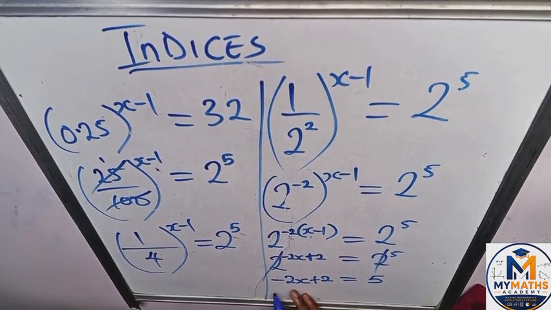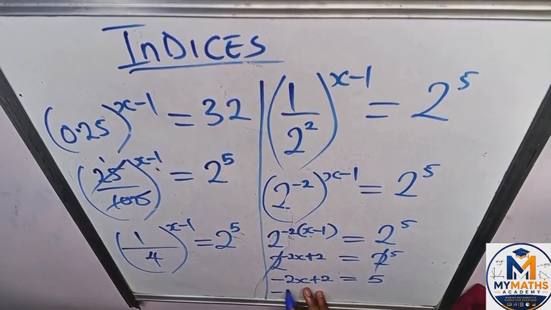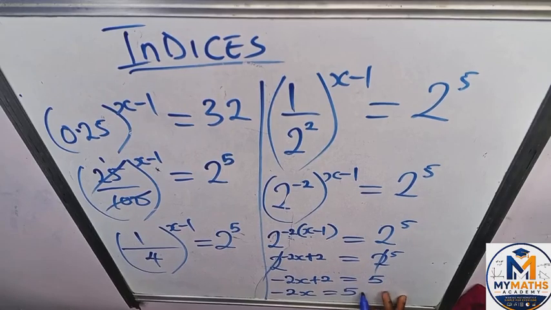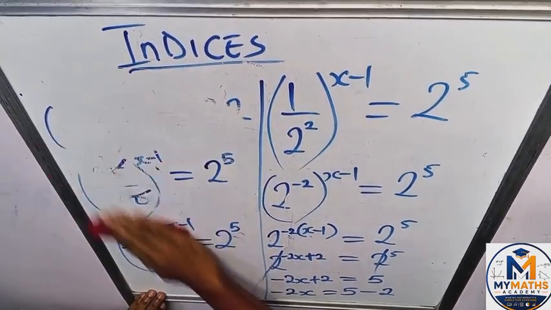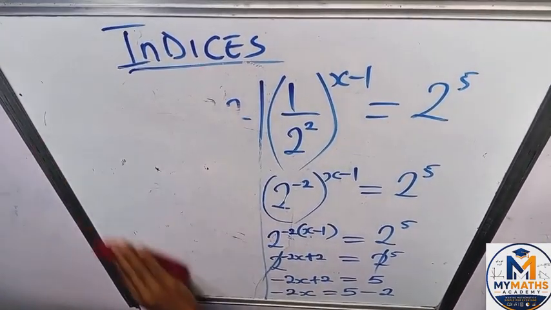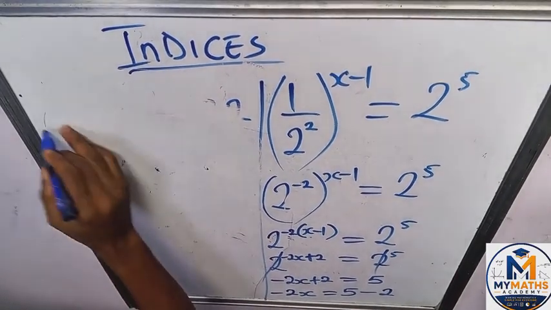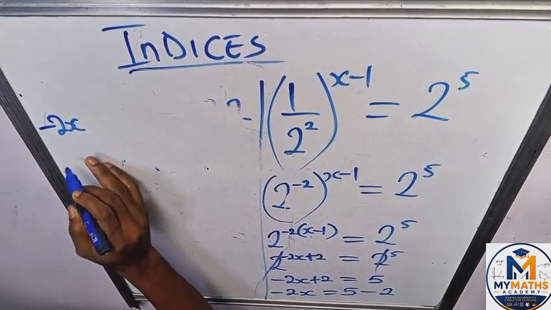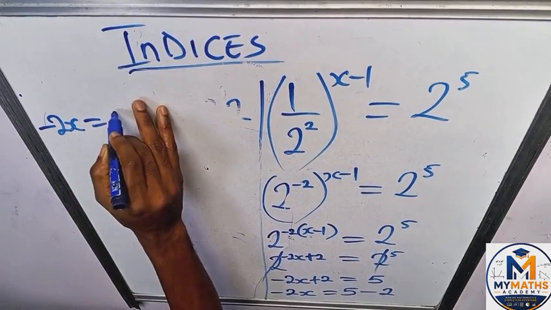Okay, so now collect the like terms. We are going to have minus 2x. This plus 2 will cross over to this place. It's going to be equals to 5 minus 2. Okay, so having done that, the next thing we are going to say is that minus 2x equals 3.